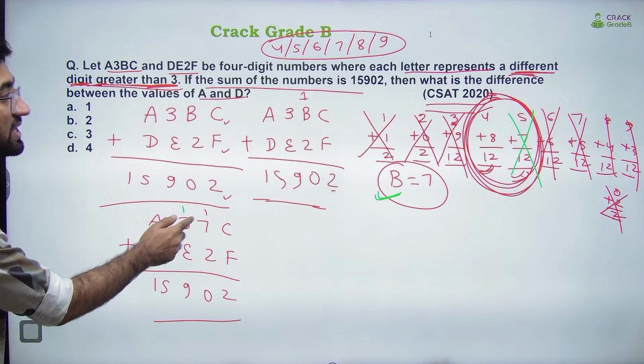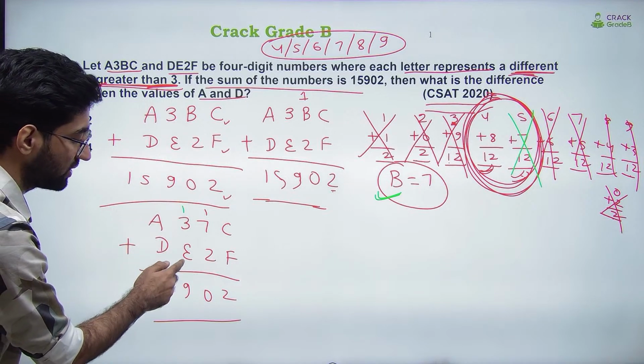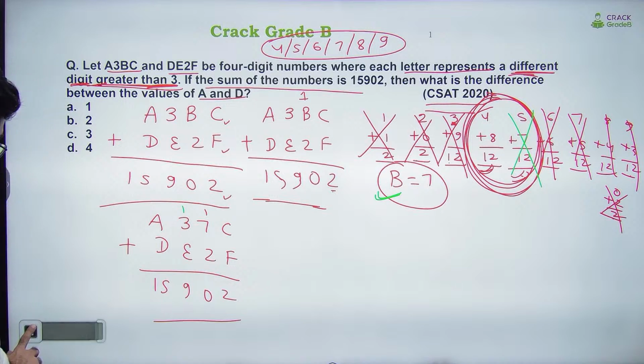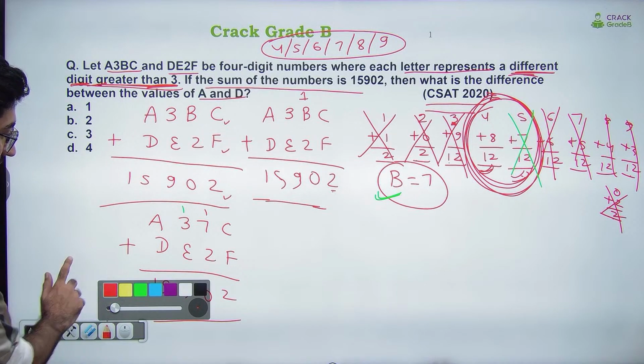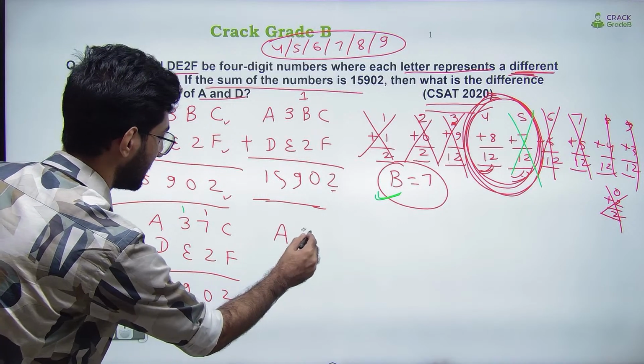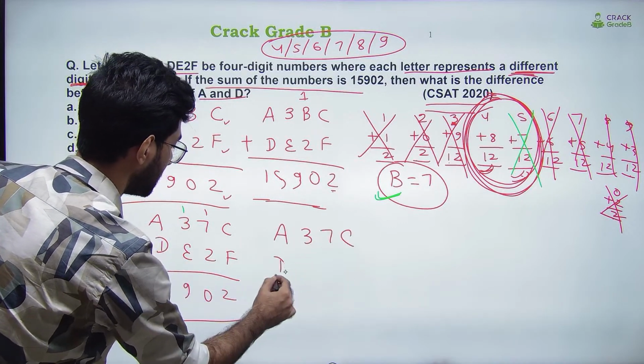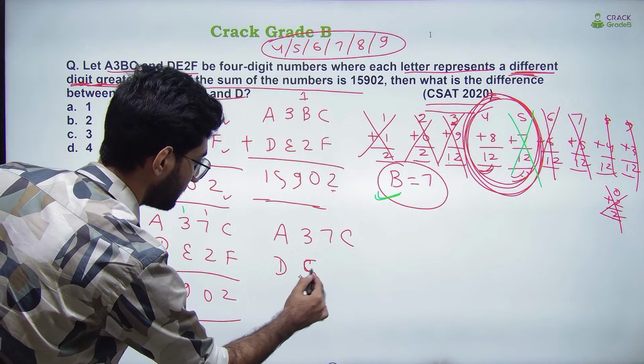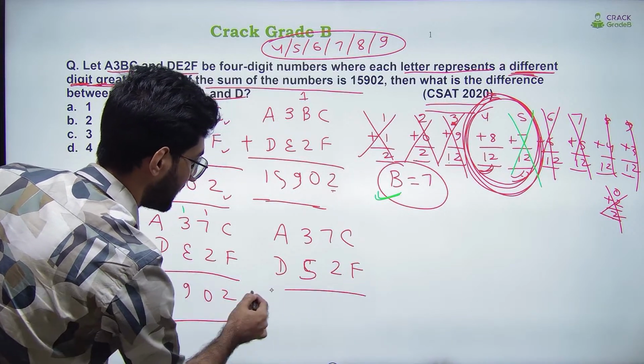E is also a single digit letter. So 1 plus 3 is 4 and E is 5. So again we have found one value, that E is 5. We have found one value, that A37C D52F.